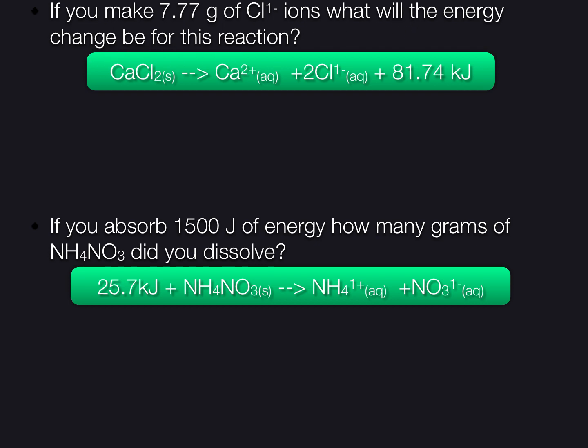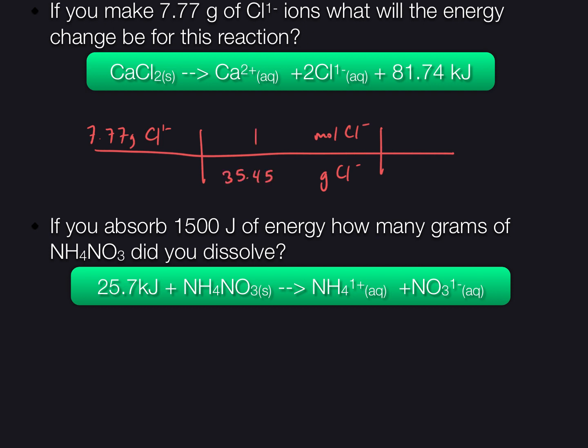So in order to solve this problem, we need to set up the stoichiometry, and we need to start with the 7.77 grams of Cl1- ions. And the first step, just like in the last video, was to convert from grams to moles using the molar mass. So 1 mole on top and 35.45 grams of Cl on the bottom. Remember, the molar mass of an ion is the same as the molar mass of an atom. It just has more or less electrons, but the mass is essentially the same. So this gets us to moles of Cl ions.